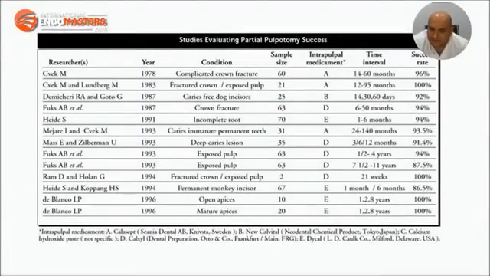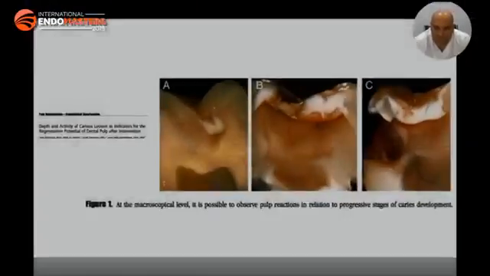Even older studies evaluating partial pulpotomy success rates from 1978 to 1996 report high success rates: 96%, 100%, 92%, 94%, 100%, 86.5% success rate of the partial pulpotomy treatment approach.